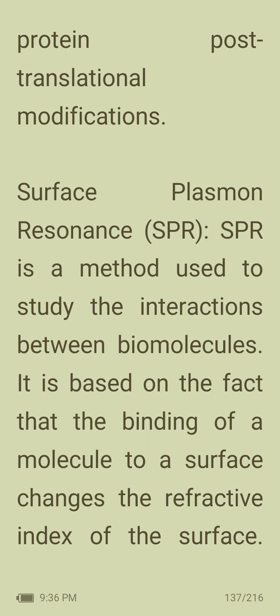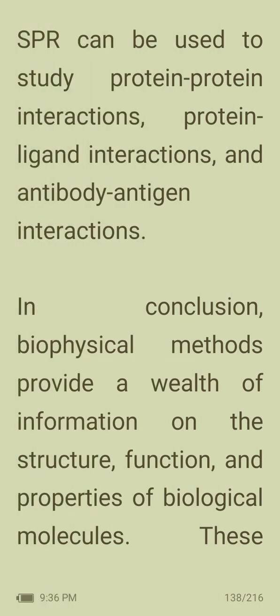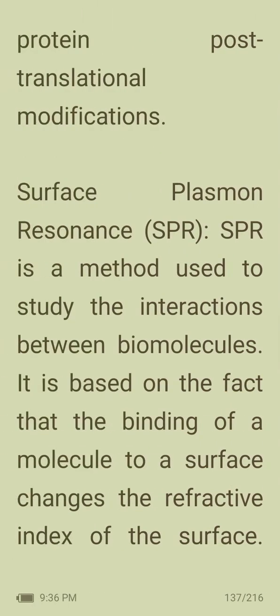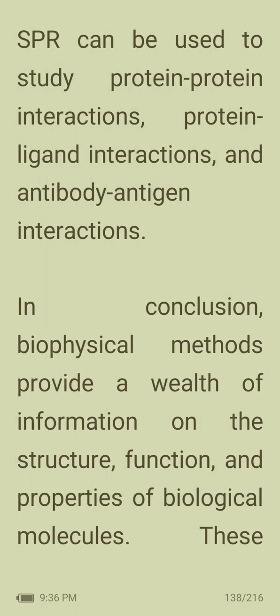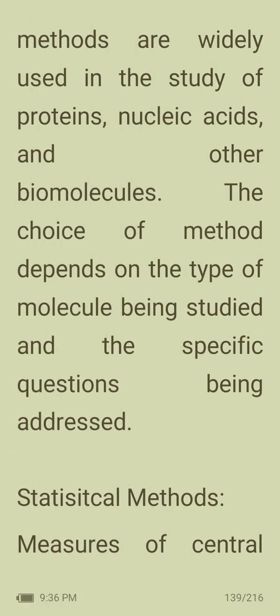Next, surface plasmon resonance. Surface plasmon resonance is a method used to study the interactions between biomolecules. It is based on the fact that the binding of a molecule to a surface changes the refractive index of the surface. SPR or surface plasmon resonance can be used to study protein-protein interactions, protein-ligand interactions, and antibody-antigen interactions. In conclusion, biophysical methods provide a wealth of information on the structure, function, and properties of biological molecules.